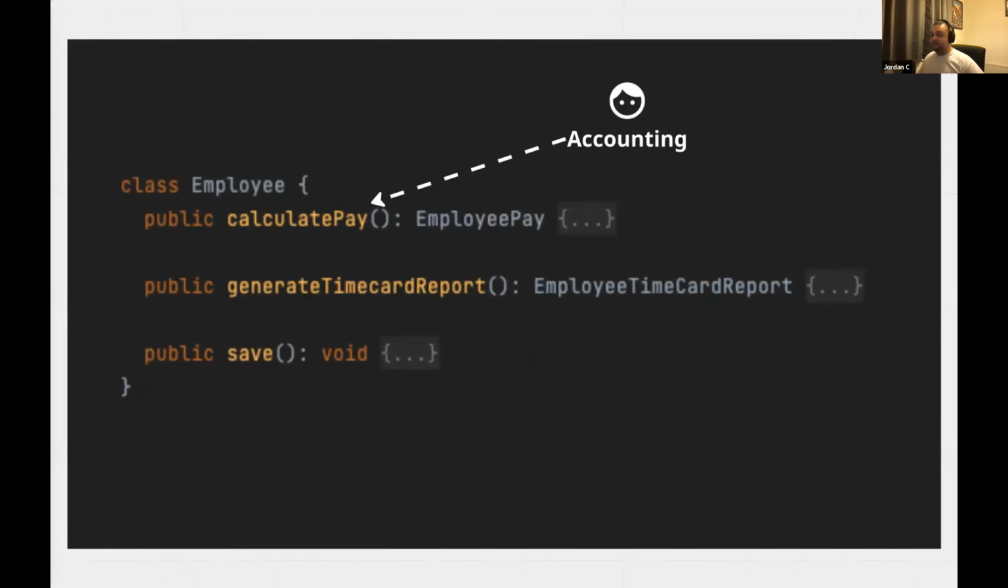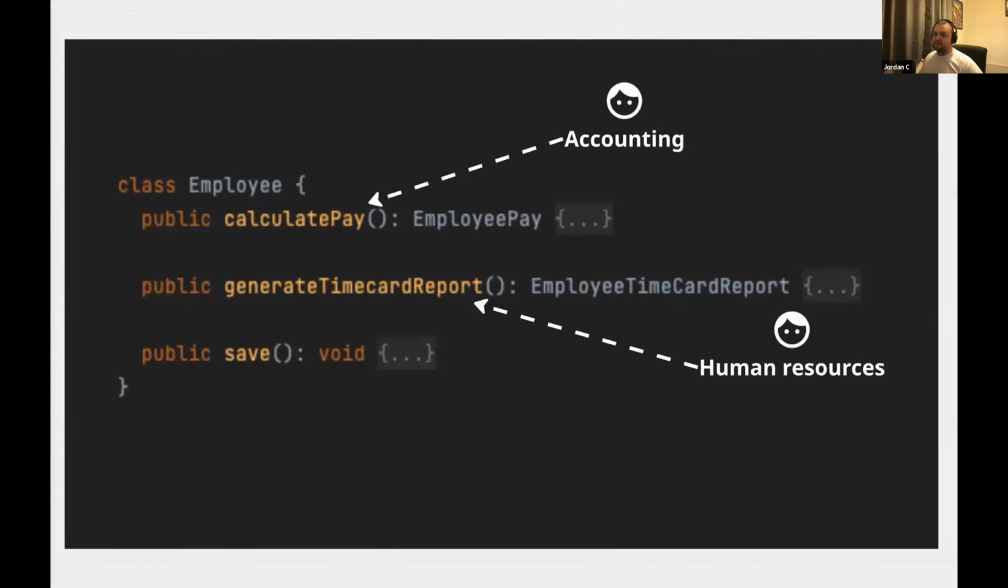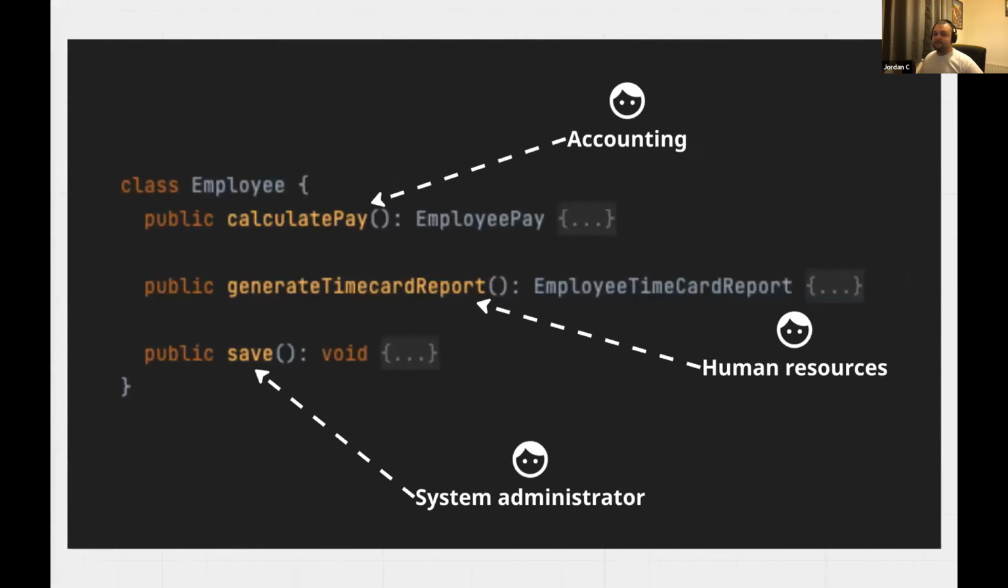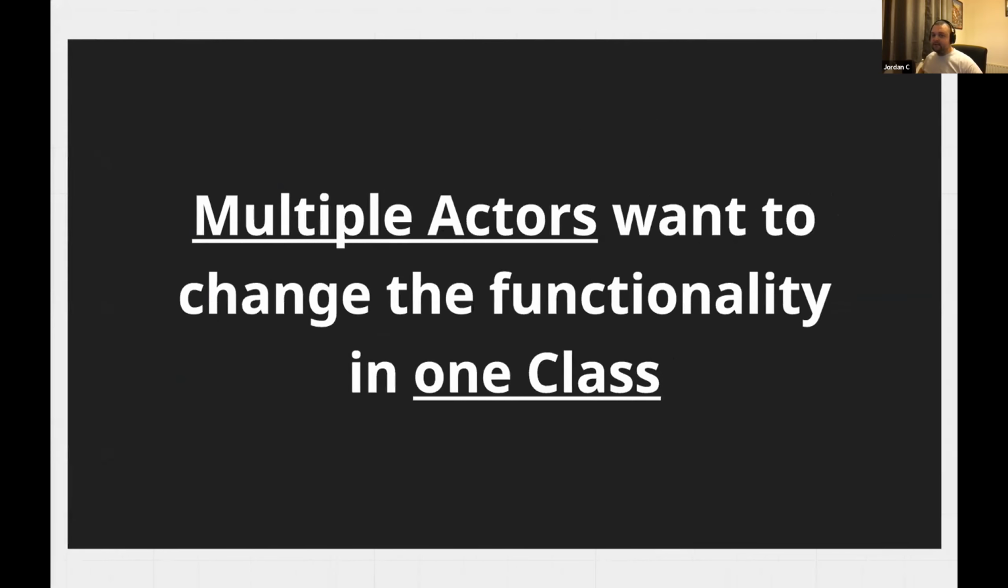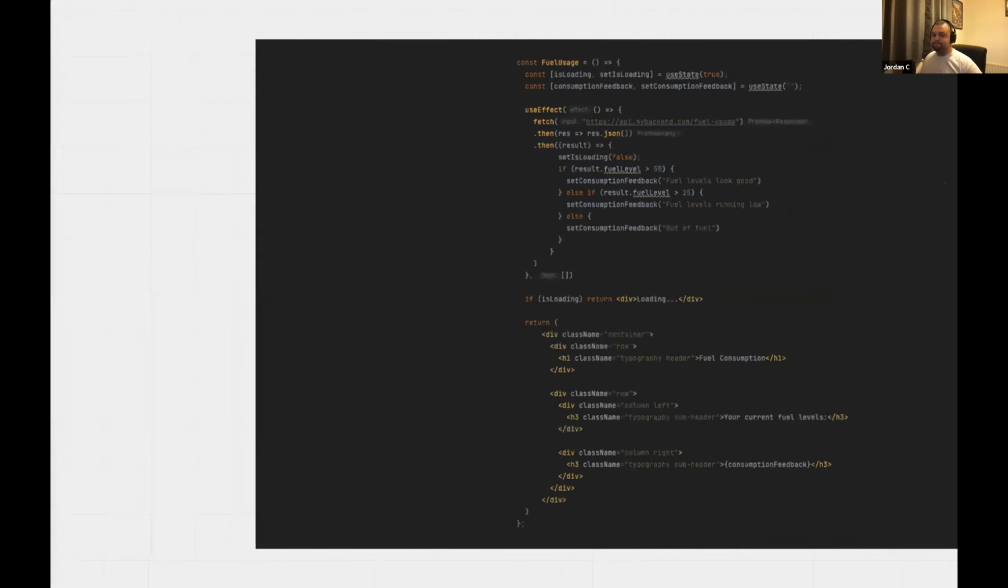Well, first is the accounting actor who wants to change the formulas for calculating the employee pay. There is the human resources actor that wants to change the formatting of the report. And there is the assistant administrator who wants to change how the employee is saved. So multiple actors want to change the functionality in this one class.